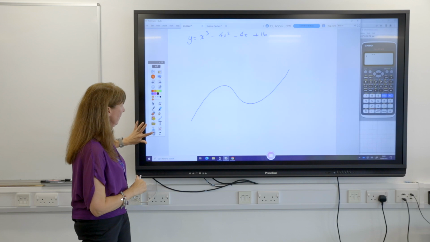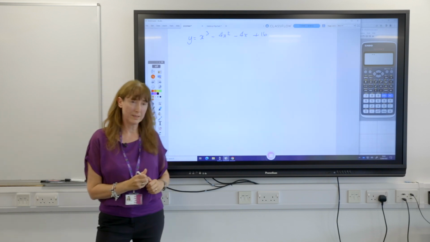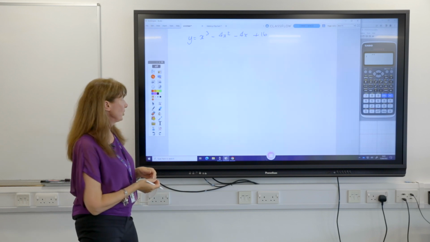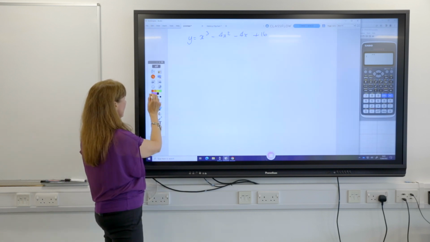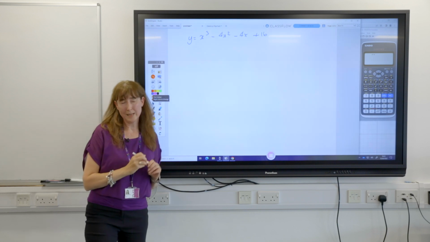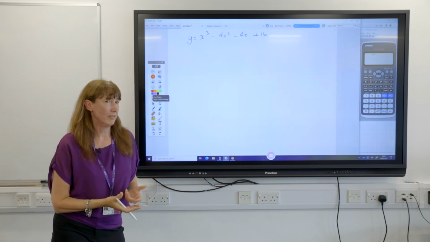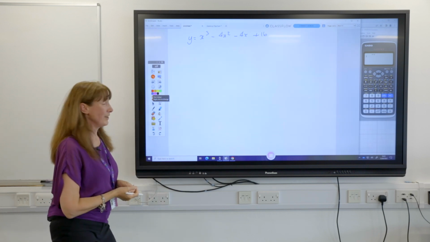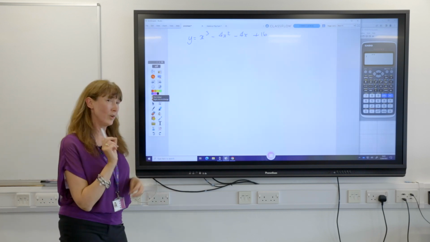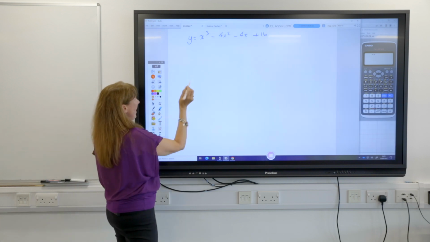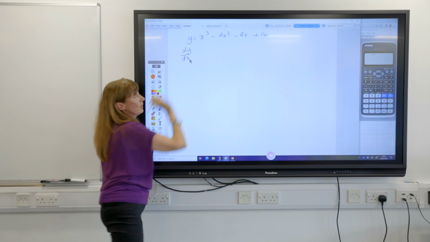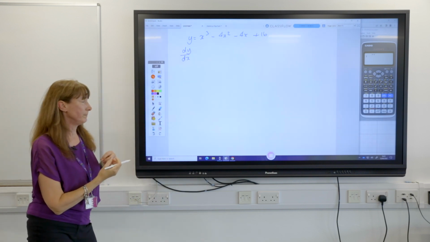Okay, so when we use calculus and we differentiate, we're finding the gradient function. When you do A-level maths, there will be whole lessons on differentiating from first principles, with a lot more work in it than we're about to do today. So I'm just going to give you a very quick, short version of how to differentiate. So when we differentiate, we find the gradient function.